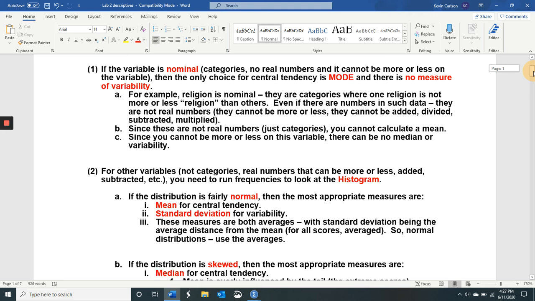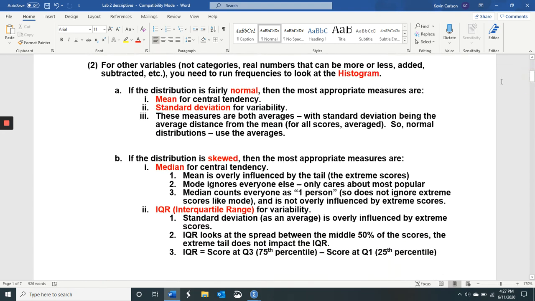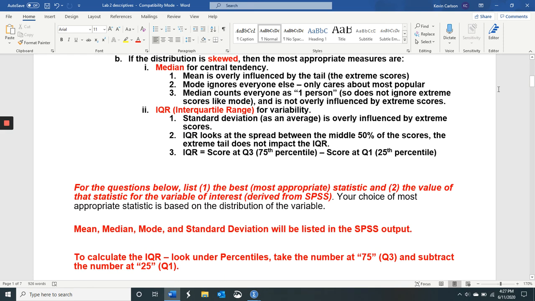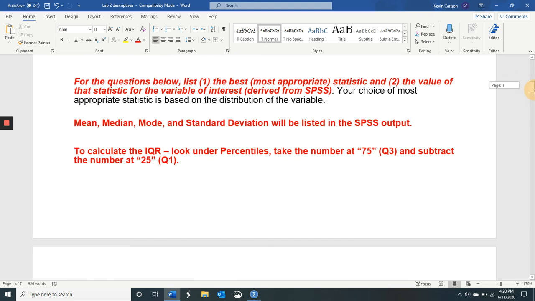If it's nominal, we know we want mode, and there's no variability because we don't have more or less of the variable in nominal level measurements. And if it's normal, we go for the averages. The averages are the mean and standard deviation. Standard deviation is the average distance from the mean for all the scores. If you have a skewed distribution, you want to go for median and IQR as your measures, because both of those are not overly influenced by extreme scores. And so again, in the lab, you have to say what the best statistic is based on the distribution and then give the number of that statistic.